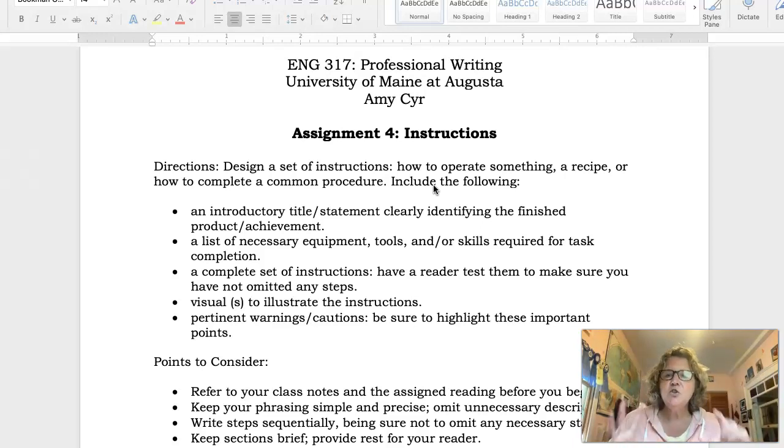This is not an instruction manual. This is a very, very brief set of instructions. So that's an important thing to keep in mind, okay?